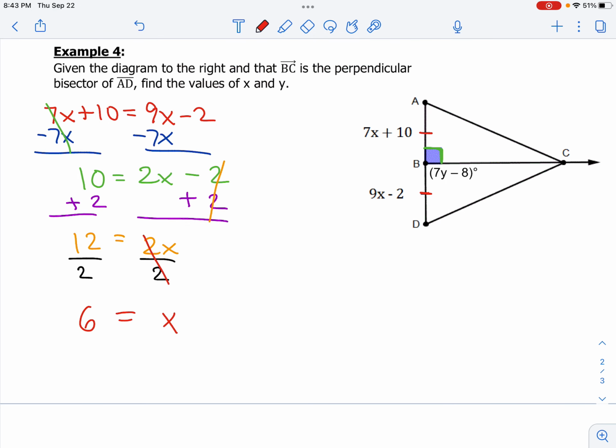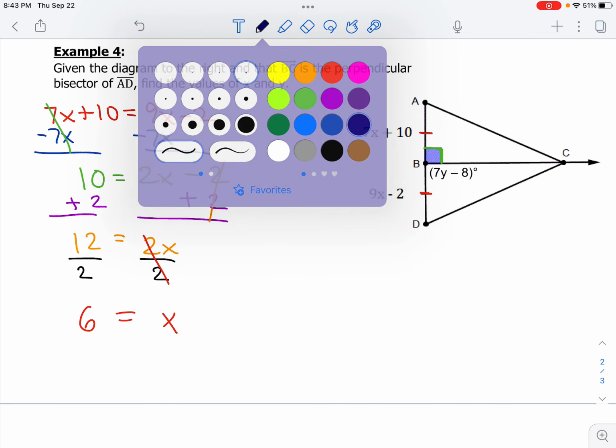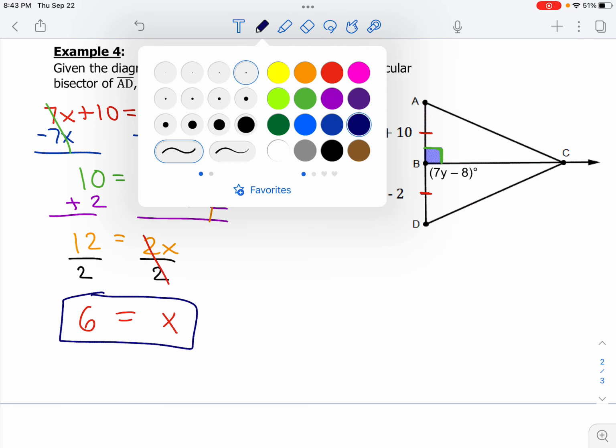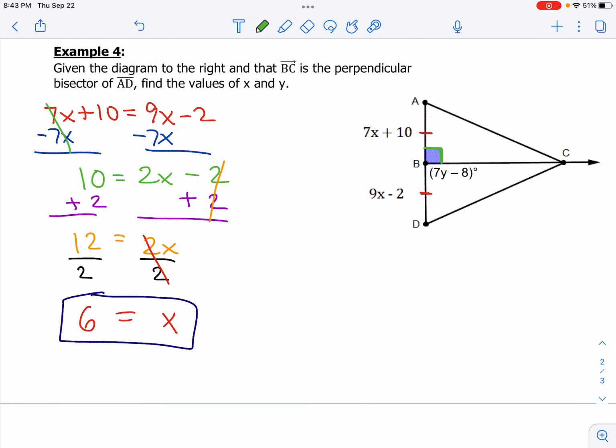We have x equals 6. It just says find the value of x, so we did that. Now, just a quick reminder, if you want to check your work, you could grab your calculator, or do it in our heads. 7 times 6 is 42, plus 10 is 52. 9 times 6 is 54, and 54 minus 2 is 52. The fact that we got the same answer means we know it's right. Don't forget that step from chapter 1.